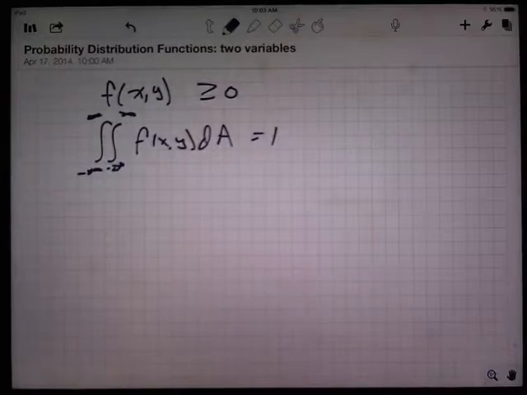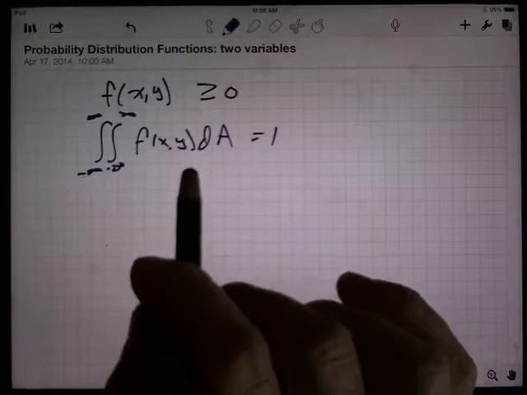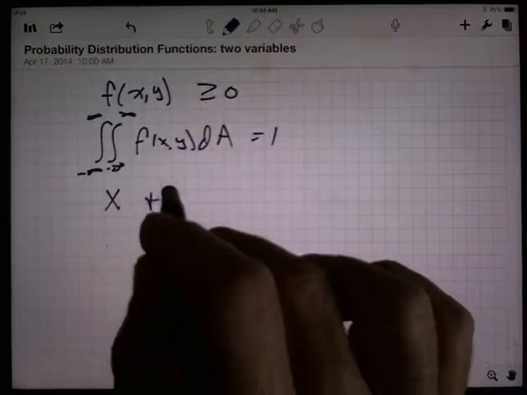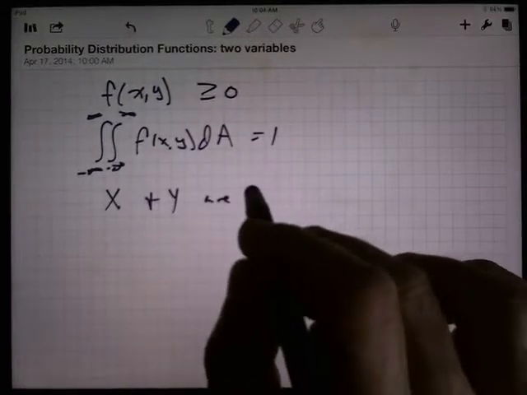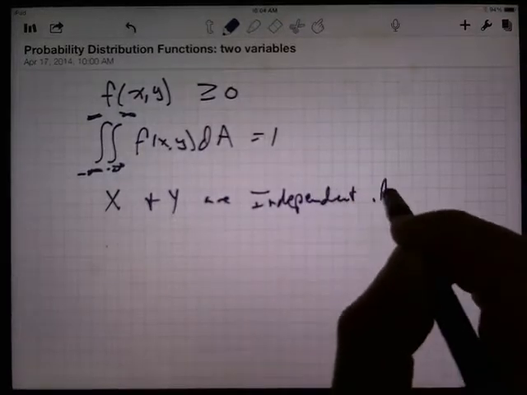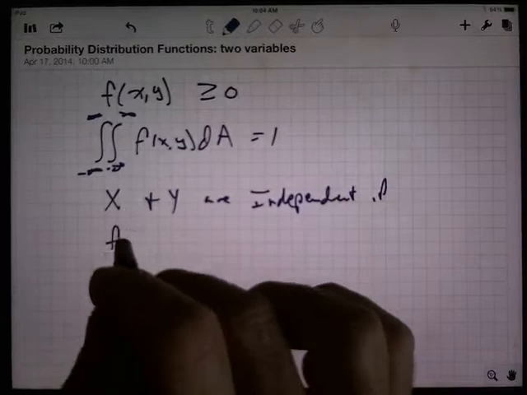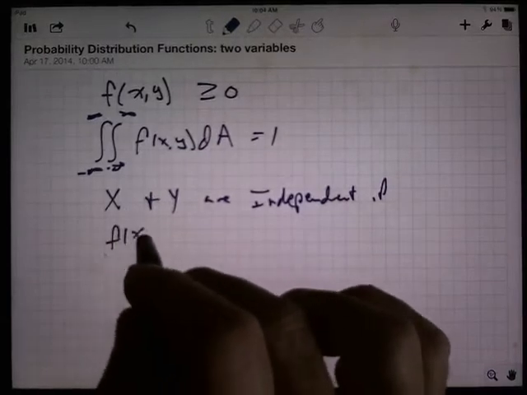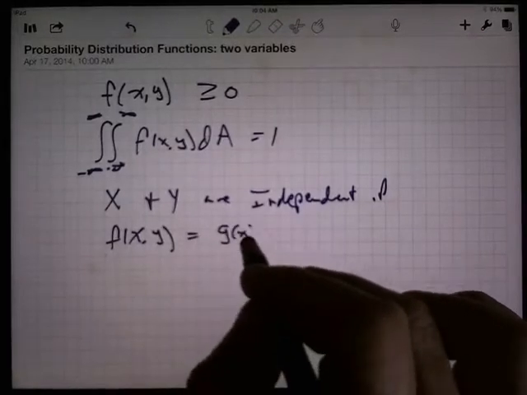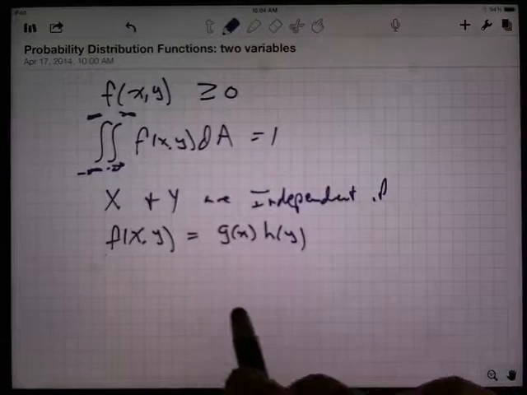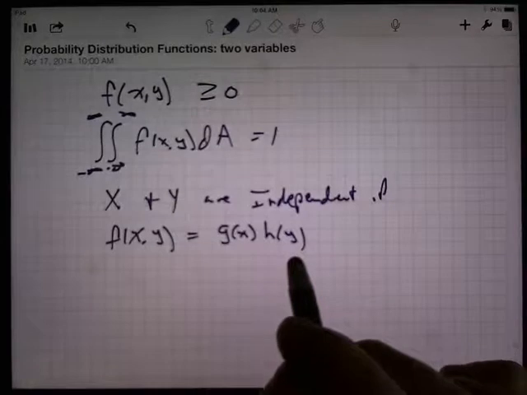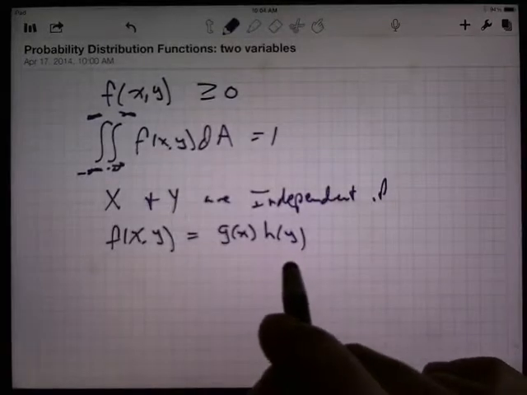If there's no correlation, if knowing one doesn't tell you anything about the other, then we call these things independent. We say x and y are independent random variables. Essentially, if this probability function can be written as a product of the two individual single variable ones. So f of x y is equal to some g of x times some h of y, right? Where g is the probability function for x by itself, and h is the probability distribution function for y by itself. Okay.